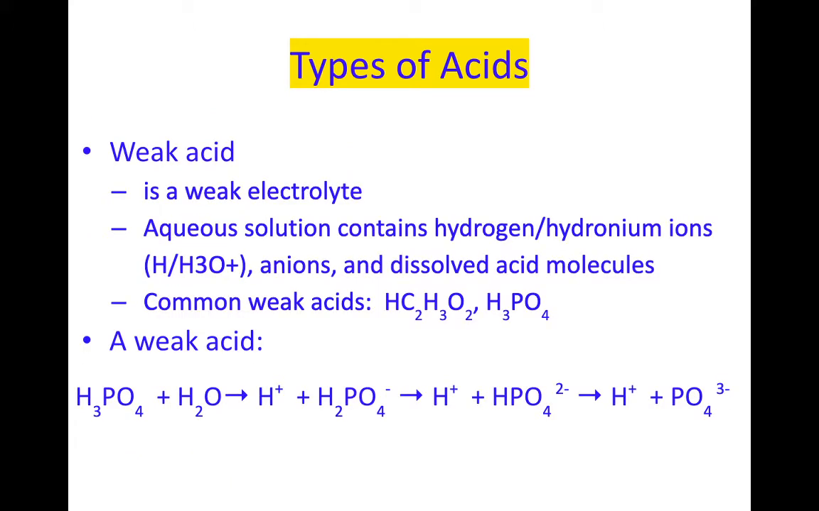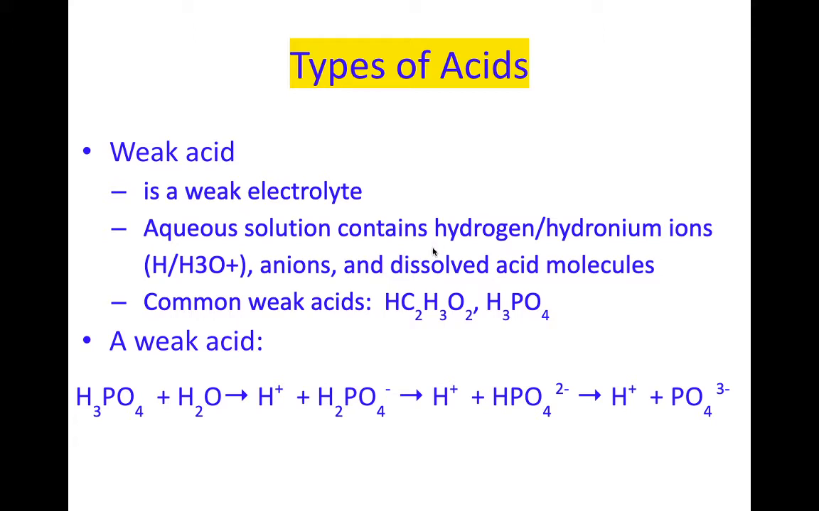Weak acids, on the other hand, are weak electrolytes. This means that they do not ionize 100% when they are put in water. They will partially dissociate. They will partially ionize, but not completely. And so when we write these in a complete ionic equation, they do not dissociate. We do not show them ionizing.